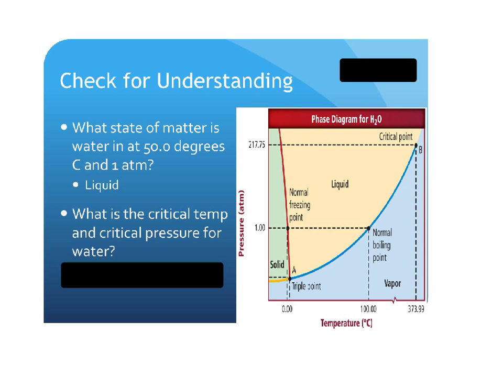What is the critical temperature and critical pressure for water? Well, if we take a look at the critical point, which is going to be right up here at point B, the critical temperature is 373.99, and the critical pressure is 217.75.